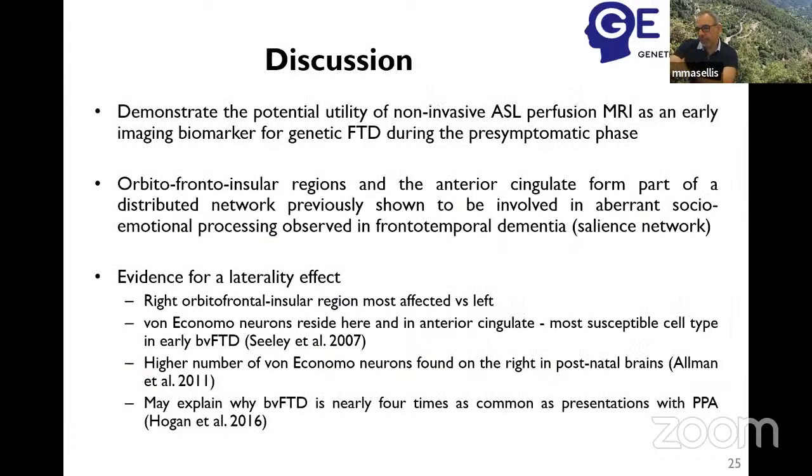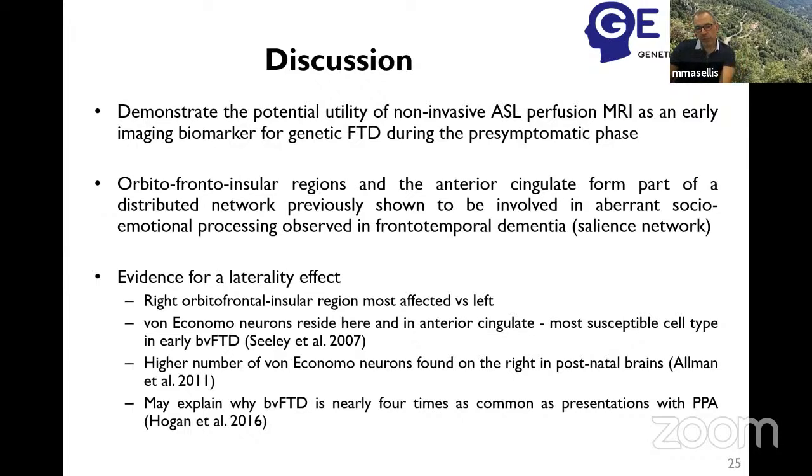So to discuss this, this study demonstrates the potential utility of non-invasive ASL perfusion MRI as an early imaging biomarker for genetic FTD during the pre-symptomatic phase. The orbital frontal insular regions and the anterior cingulate form part of a distributed network, which was previously shown to be involved in aberrant social emotional processing observed in FTD, specifically the salience network.